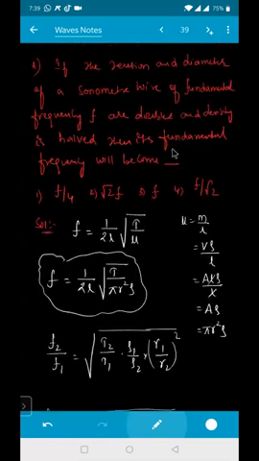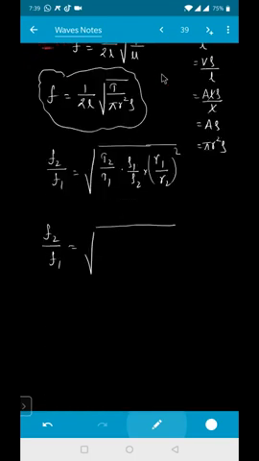Has it told anything about the tension? Fundamental frequency and density are halved. What about the tension? Doubled, sir. If the tension and diameter of the sonometer wire are doubled, then T2 will become 2 times of T1, divided by T1, into density of this one is rho 1 and rho 2 is half, that is rho 1 divided by 2, into R1 is R, R2 is also doubled, that is 2R whole square.